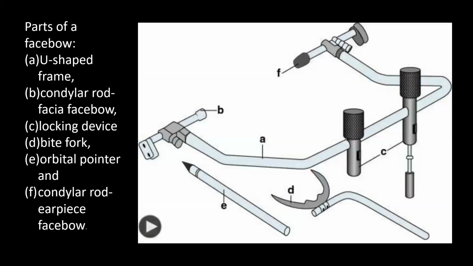Here you can see the different parts of the face bow. You see a U-shaped frame, the condylar rod or the fascia for the condylar rod, the locking device, the bite fork, the orbital pointer, and the condylar rod in an earpiece type of face bow. The D image is the bite fork, and the U shape that you can see is what goes around the patient's face.